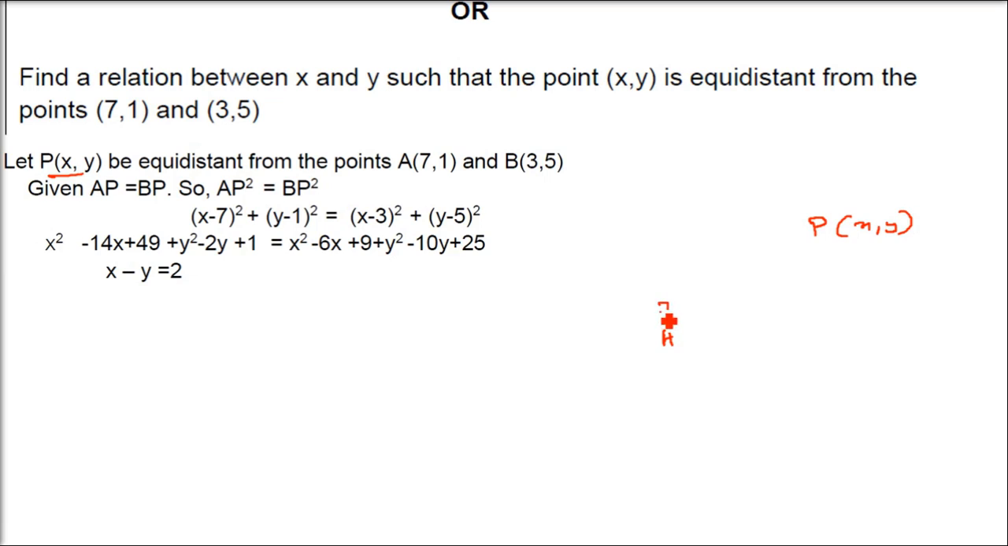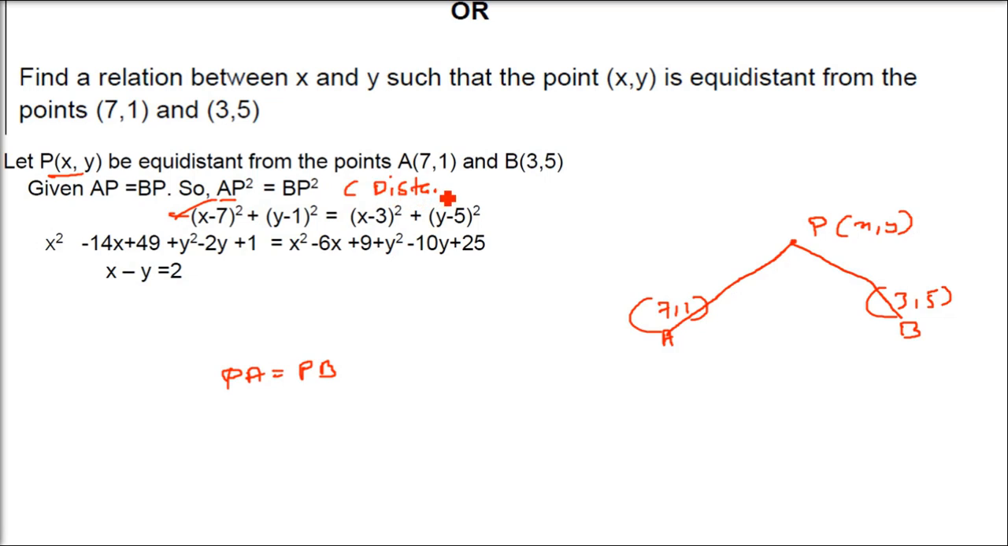And the point A is given as 7, 1, and point B, take it as 3, 5. Now equidistant means PA is equal to PB. The distance of P from point A is equal to the distance of point P from B. So PA equals PB is given. Now we will use the distance formula. You need to properly write the distance formula first.